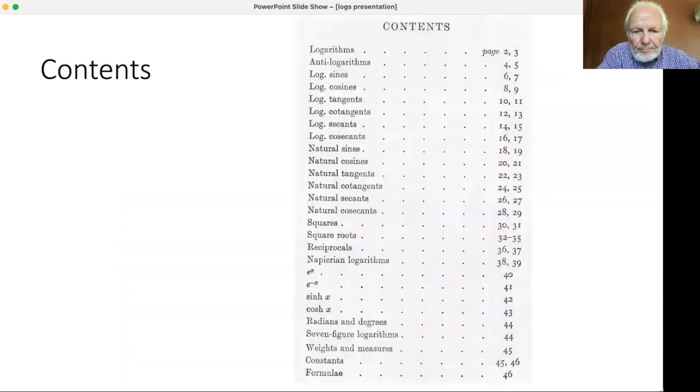Right. Let's have a look at the rest of the table of contents of the book. We've got logs and anti-logs. We've got the log trigs and the natural trigs. Square roots we've seen. It's also got a table of squares and reciprocals, Napierian logs and hyperbolics and what have you, and a few other bits and pieces. Okay, now what it doesn't have is the inverse tables like the anti-logs for the trigonometric things. So you have to use the tables backwards to do that.